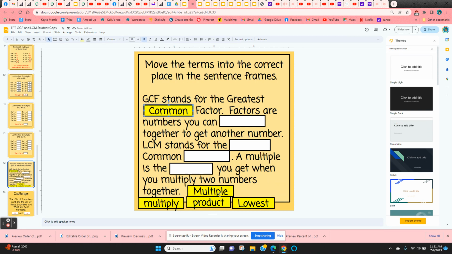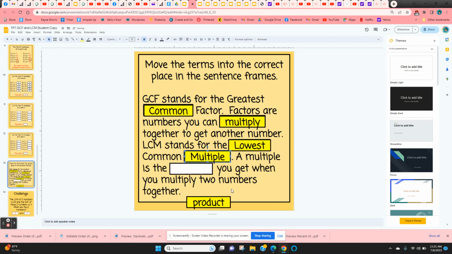Factors are numbers you can multiply together to get another number. LCM stands for the lowest common multiple. And a multiple is the product you get when you multiply two numbers. So it's just a good review of everything the students have just done.